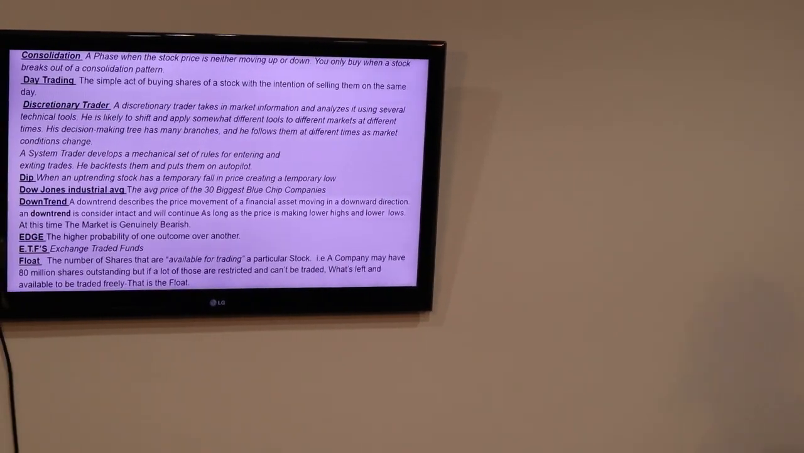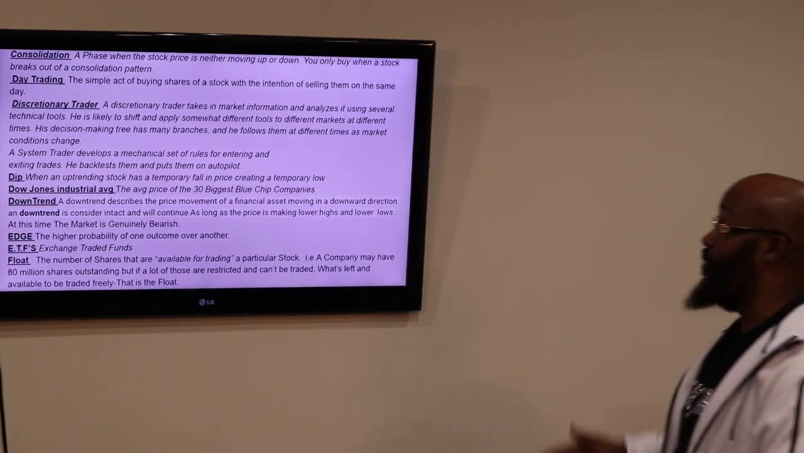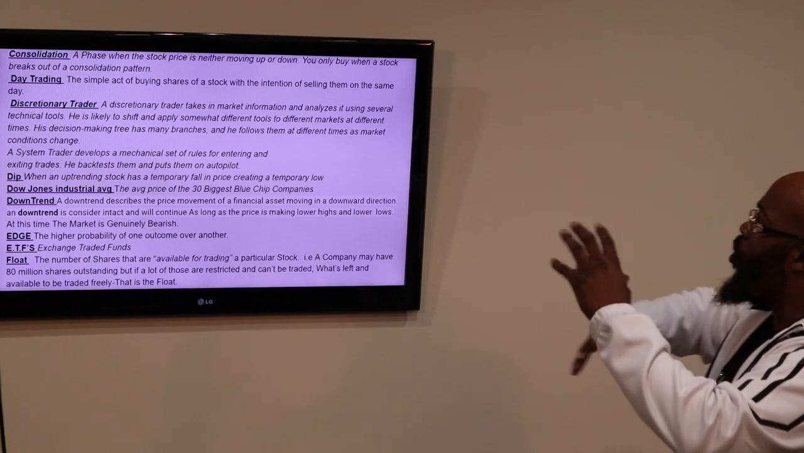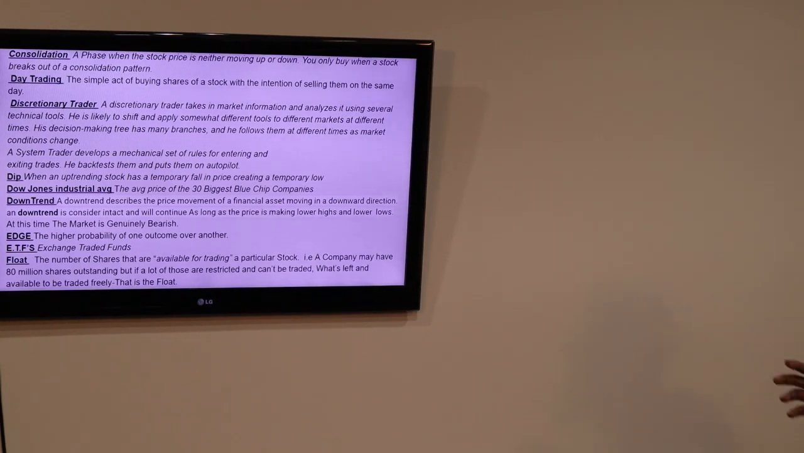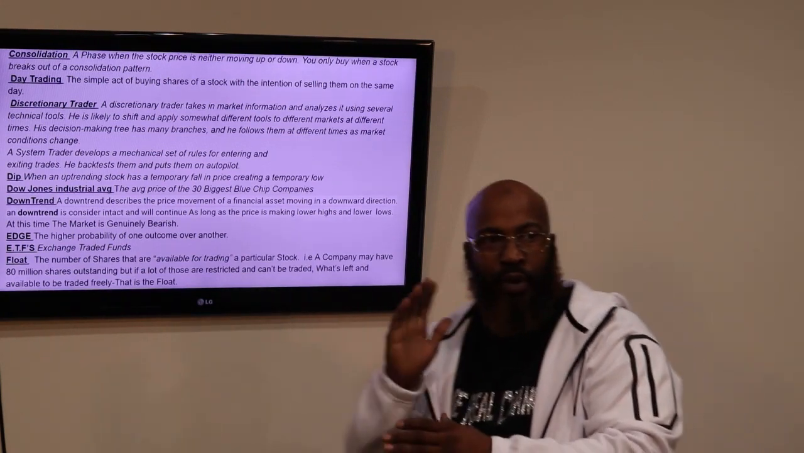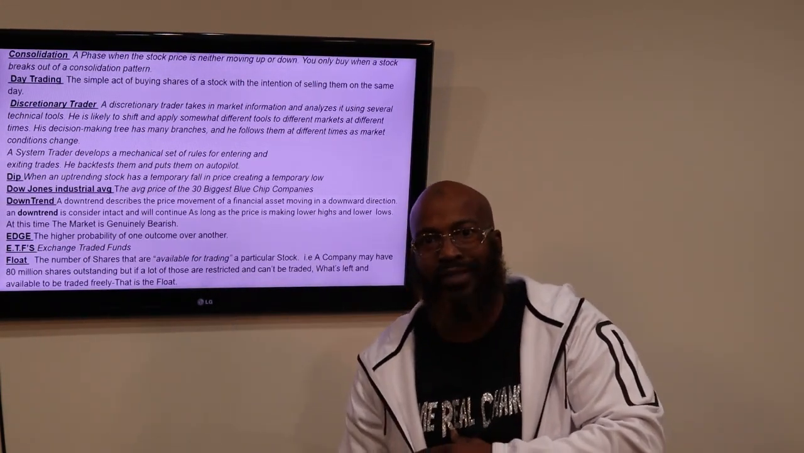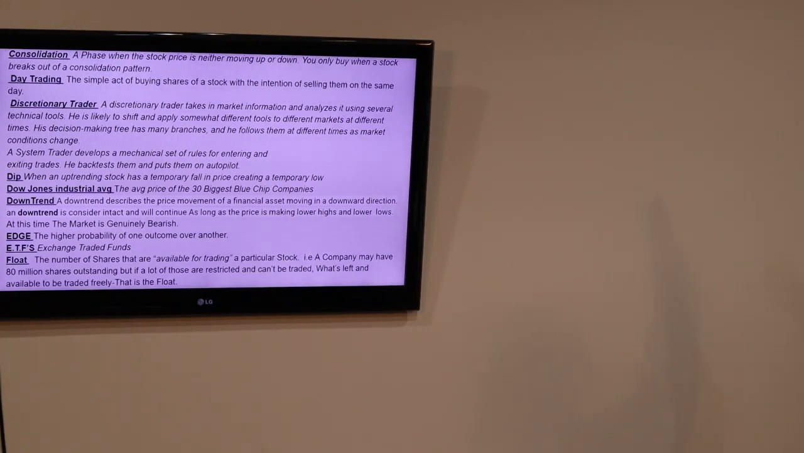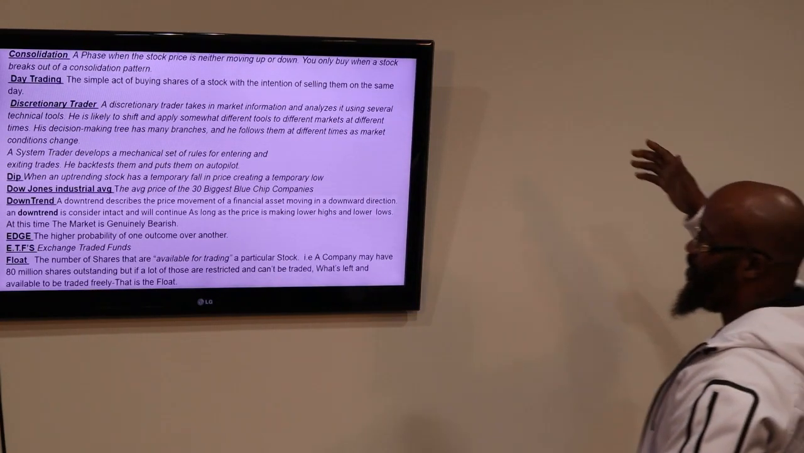The new words for today. Consolidation, we just went over that. That's when the stock price is not moving up or down. And you only want to buy a stock when it's breaking out of a consolidation pattern, whether it's breaking out up or breaking out going to the downside. Day trading is the simple act of buying shares of stock with the intention of selling them on the same day.